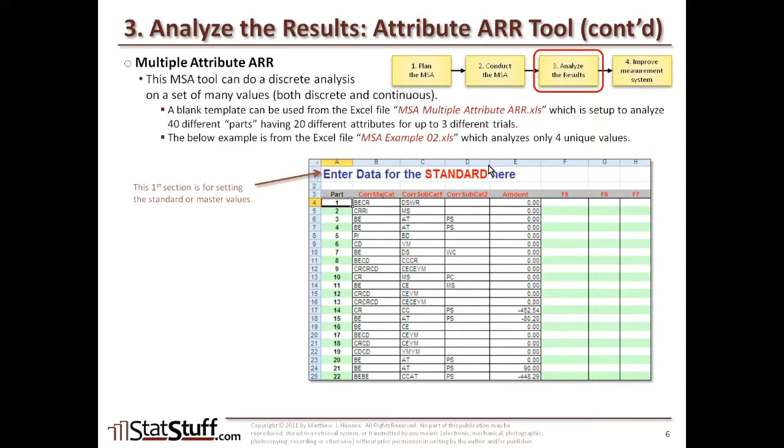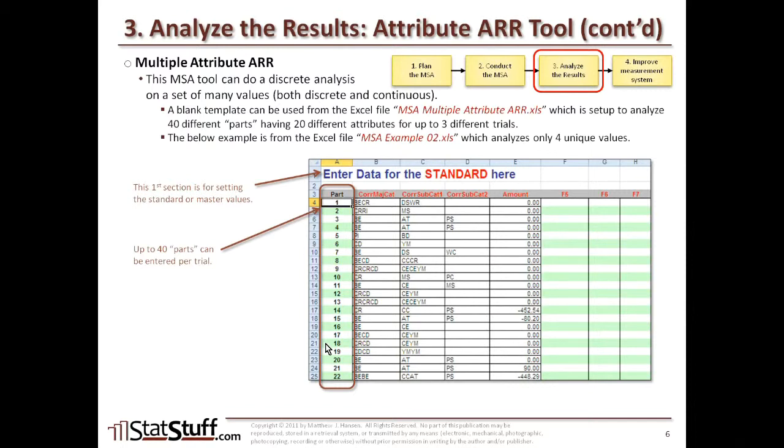So in this particular tab where it says enter the data for the standard here, that's referring to that master or whatever you're using that everything is being compared to. This is the accurate results that you're looking for. And then over here in the column Part Number, that's referring to the actual number of parts of the things that are being compared.